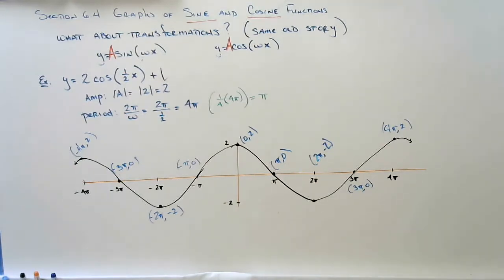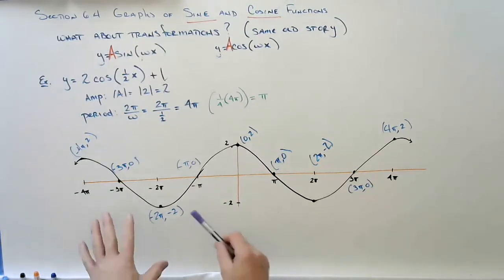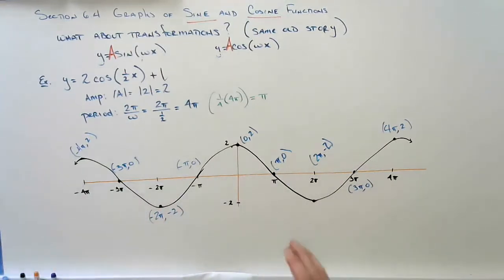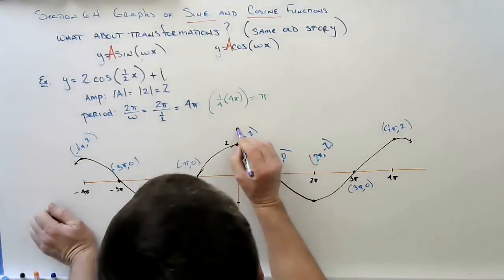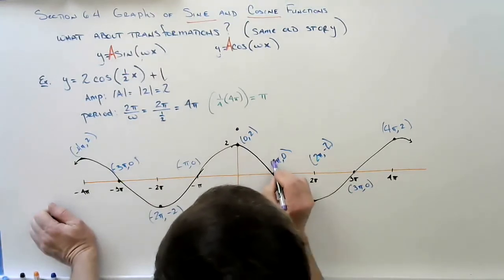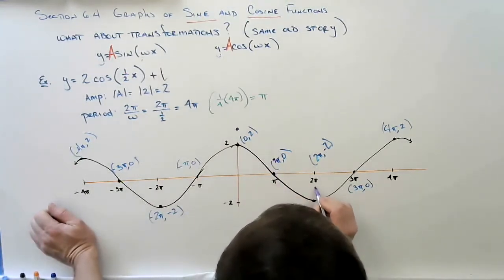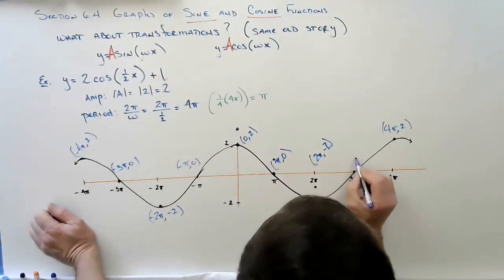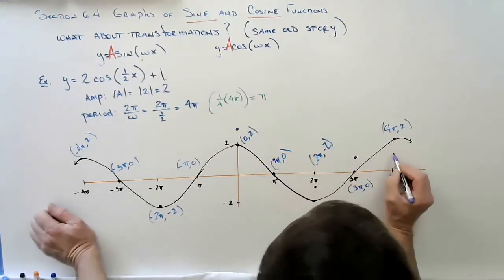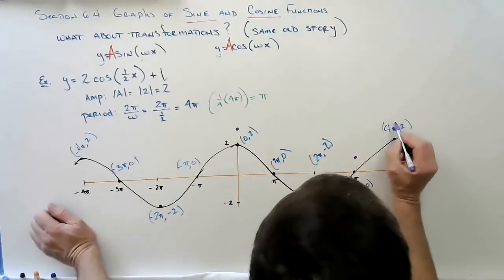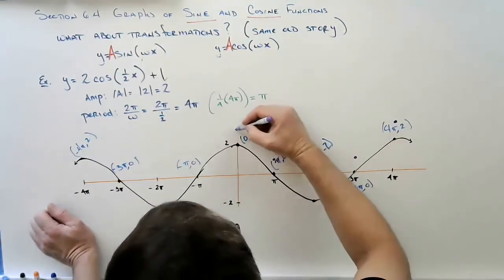Now, how do we do that, right? How do we do that? Well, when you're graphing a trig function, you graph this first, okay? You have to get this graph down first. And then you just take this dot, you move it up 1. You take that dot, you move it up 1. You take that dot, you move it up 1. You take that dot, you move it up 1. And you take that dot, and you move it up 1, and then you redraw your curve.